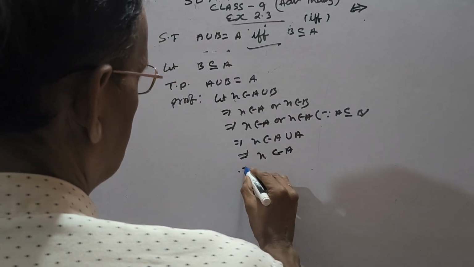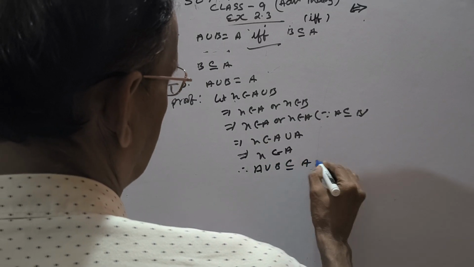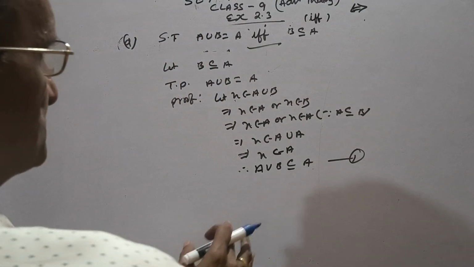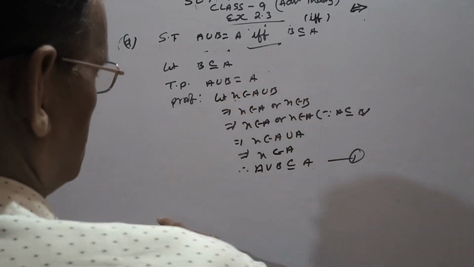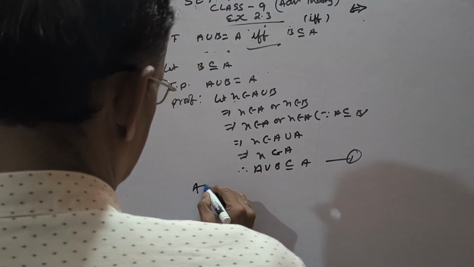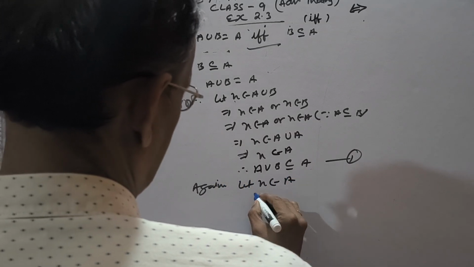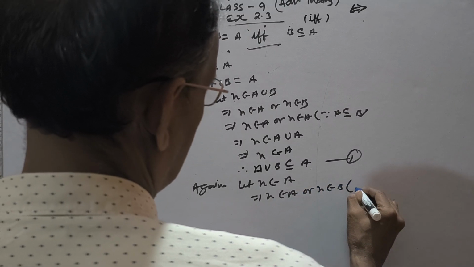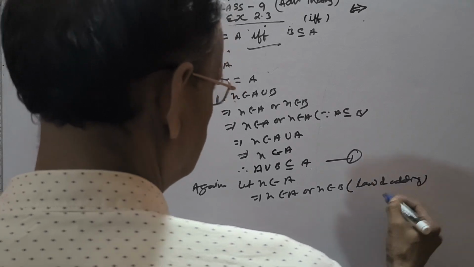So A union B is a subset of A, and we have to prove not just subset, we have to prove equal. So we have proved this is a subset of this. Now we will try to prove this is a subset of this. Again, let x belong to A. So x belongs to A or x belongs to B, by the law of addition.